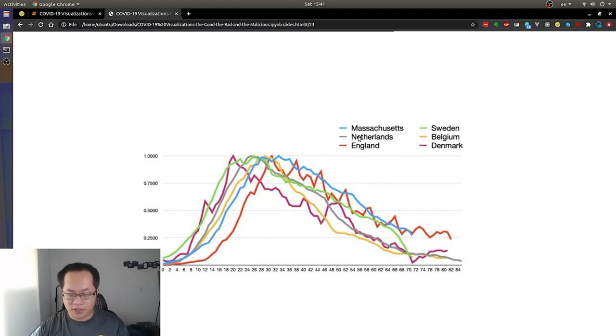There are six different line plots representing different areas or countries. You have a state in America, you have a country, European countries, and also England, Belgium. And the y-axis, if you look closely, has values between 0 and 1, and the x-axis has 0 up to 84. So, all even numbers, but no information is given on what the x-axis means, and no information is given on what the y-axis means. However, if we know what they mean, as this person claimed, there are big differences between these six areas.